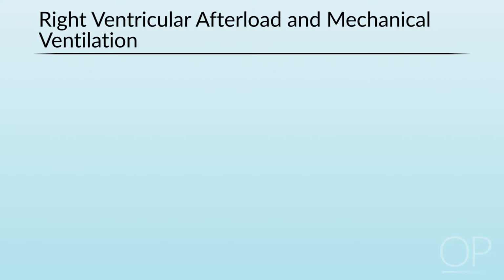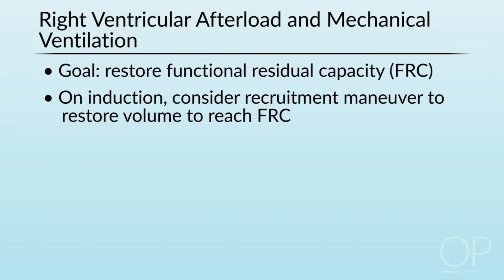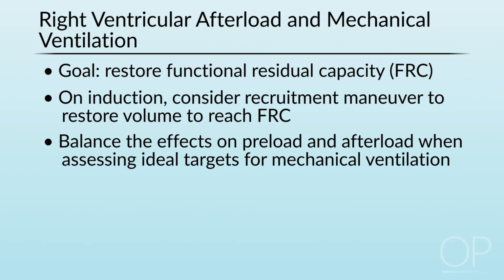So it's essentially, if you look at RV afterload and mechanical ventilation, the goal of mechanical ventilation is to restore functional residual capacity. On induction, sometimes we do consider recruitment maneuvers, which is putting a relatively high amount of pressure into the lung to begin with in order to restore volume to reach functional residual capacity. But we must balance the effects of preload and afterload, because you are hearing, in fact, a mixed story. As stated before, the preload may be adversely affected, but if you titrate your ventilation correctly, the afterload may be mitigated to increase cardiac output. So the clinician is constantly going to have to balance between those two relationships.